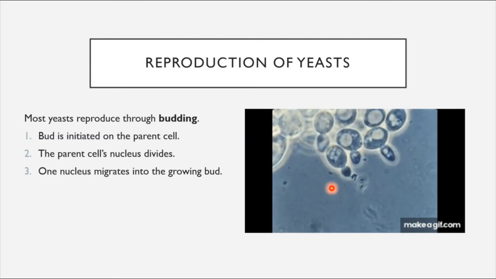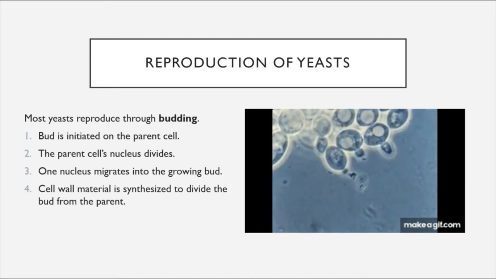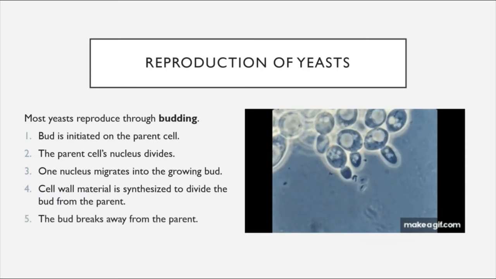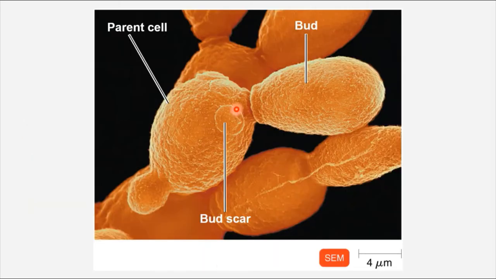Once the nucleus has landed in the bud, cell wall material will be synthesized in order to divide the bud from the parent cell. And then eventually, the bud breaks away from the parent. Now, this animation stops before we can actually see the process of the bud breaking away. However, when the bud does break away, it leaves behind something called a bud scar, which you probably have noticed on previous images of yeast cells that you've seen. These are signs of where the yeast cell has previously budded.